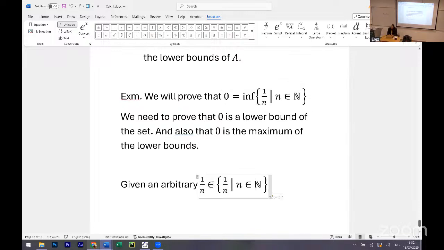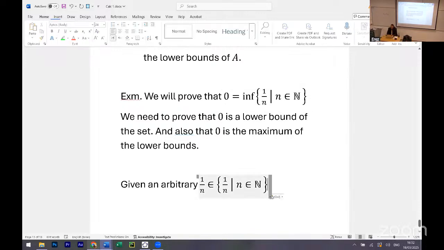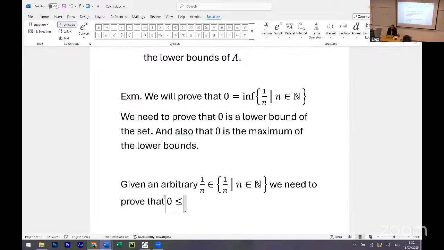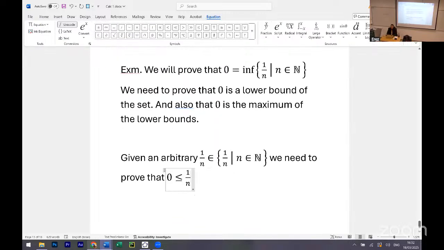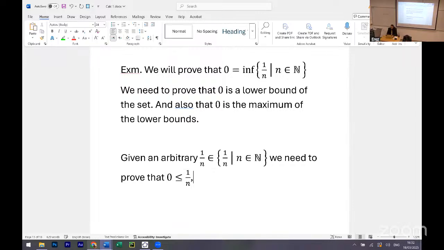So given any arbitrary element of the set, we need to prove that 0 is less than or equal to 1 over n, which is obvious. All natural numbers are positive, and the inverse is also positive. That is true. We have nothing to prove in this case. In other cases, it might be a hard thing to prove. In this case, it's obvious that 0 is a lower bound. Agreed?